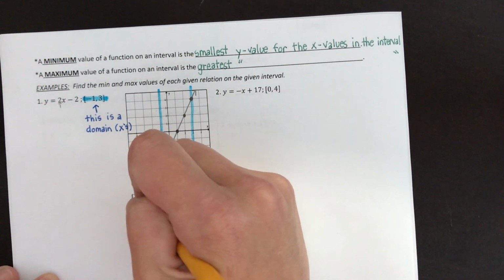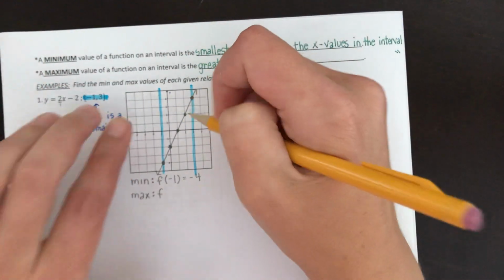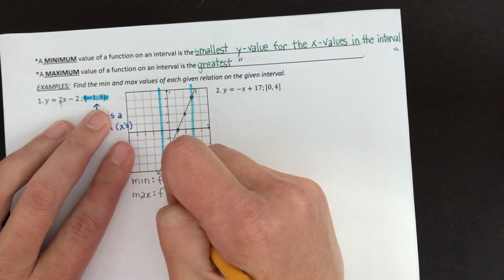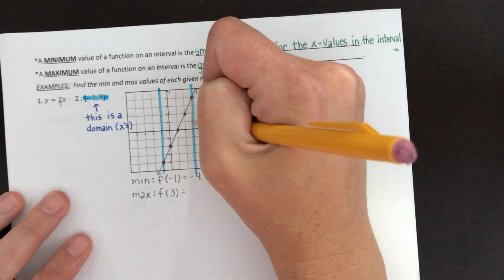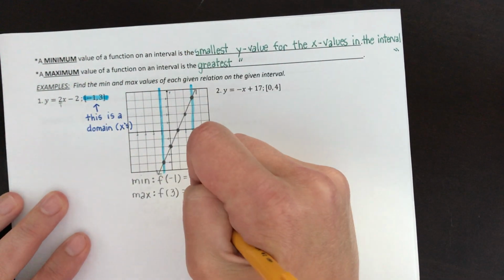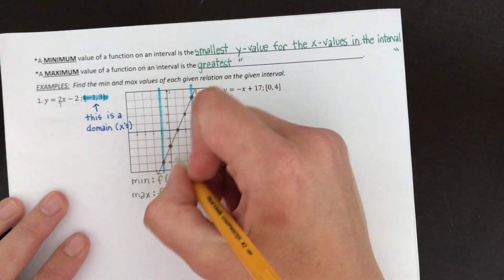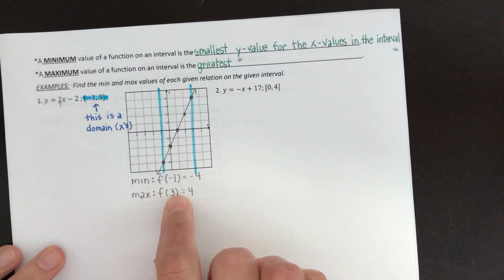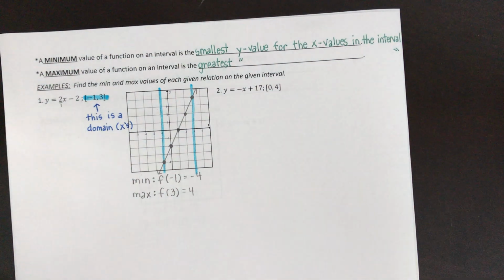And then my max, we're going to write f of, it's this point, so that's 3. So f of 3, when my input is 3, my output is positive 4. And that's the highest y value within this interval, including on the boundary. So that is how you find the max and the min, or the min and the max, given a graph. And that's all we're going to do for today.